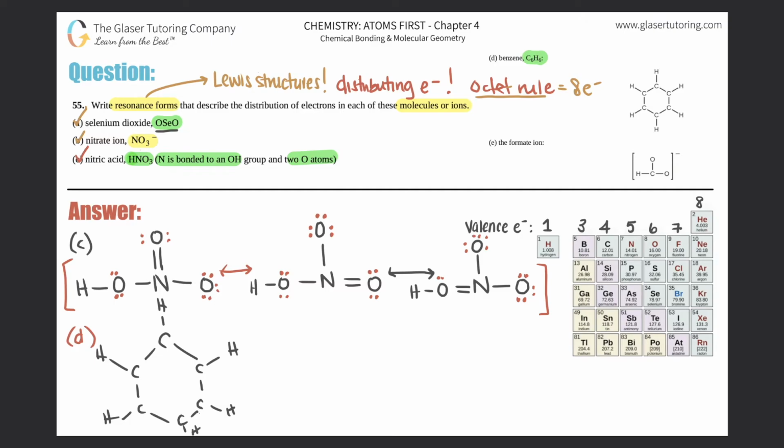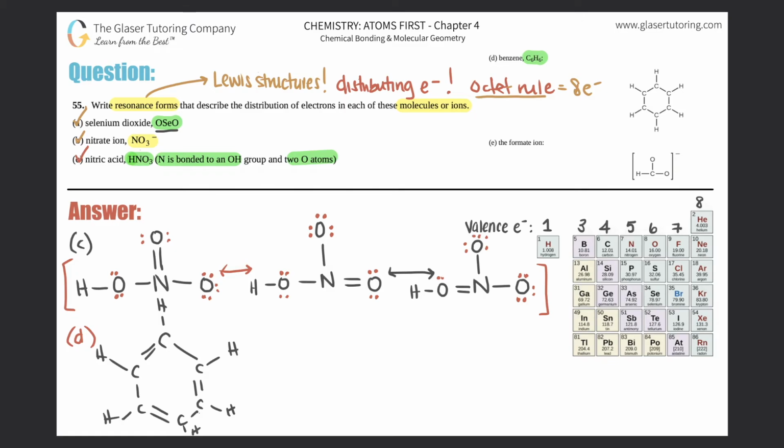I think what they wanted you to figure out is to draw the actual Lewis structure. For each of these carbons, there's still going to be 1 electron that needs to be paired. So when you do that, you will get double bonds, and you will actually have alternating double bonds. So double, single, double, single, double, single, and the cycle keeps going around and around.